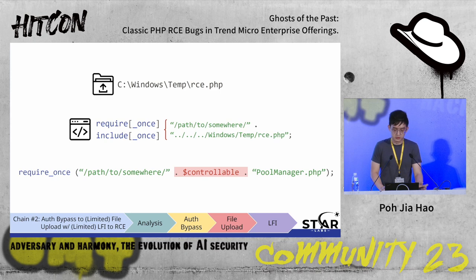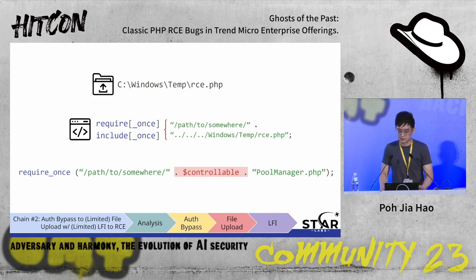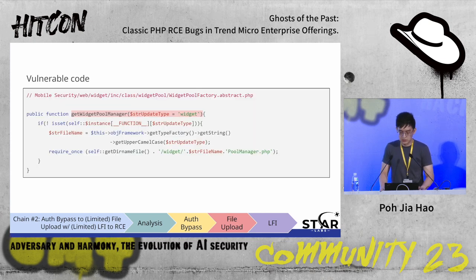Although there were no straightforward LFI bugs to be found, I was able to find a limited one. What this means is that we are able to influence the part of the path, but the file name is fixed. Fortunately, our upload primitive allows us to freely control the file name and extension. OK, so the LFI sink can be found in this widget pool factory abstract class.